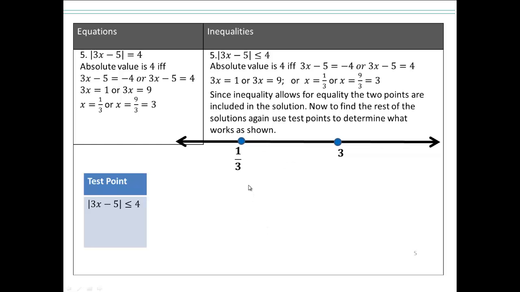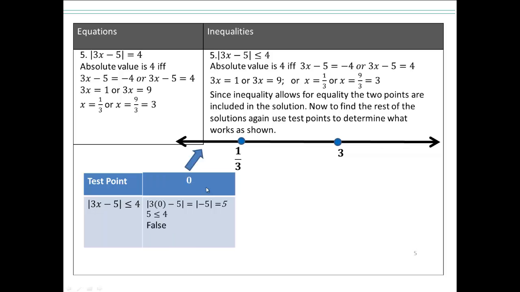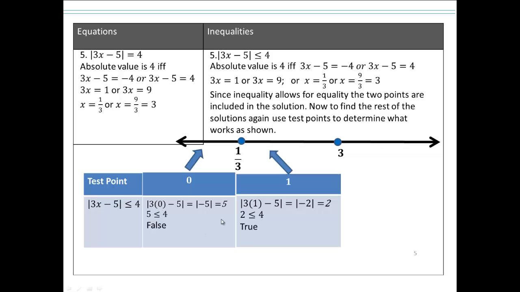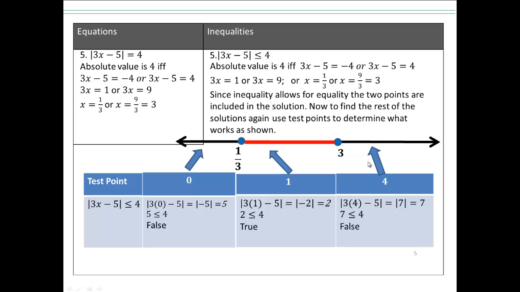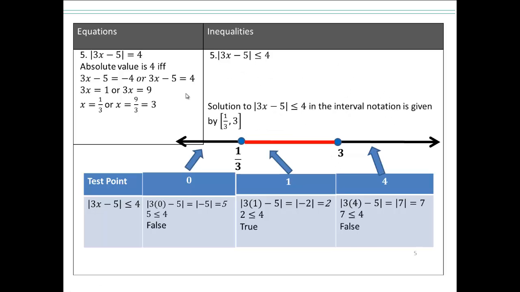So for the rest of the solutions, you'll have to do test points. So pick, say, 0. 0 will give me 5 less than or equal to 4, which is a false statement. Whereas if I plug in a number between 1/3 and 3, say 1, I end up with 2 less than or equal to 4, which is a true statement. So that is part of my solution. If I pick a number bigger than 3, I end up with 7 less than or equal to 4, which is a false statement. So in this particular case, our interval notation will be 1/3 to 3, and 1/3 and 3 are included.